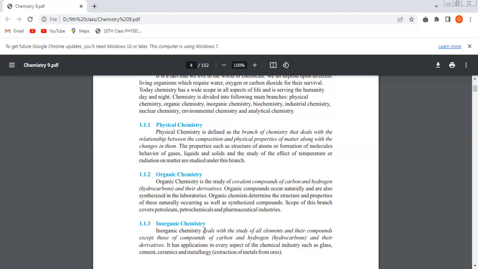pharmaceutical industries. Inorganic chemistry deals with the study of all elements and their compounds except those compounds of carbon and hydrogen, hydrocarbons, and their derivatives. It has application in every aspect of the chemical industry, such as glass, cement, ceramics, and metallurgy, extraction of metals from minerals.